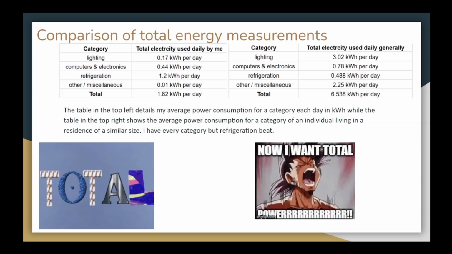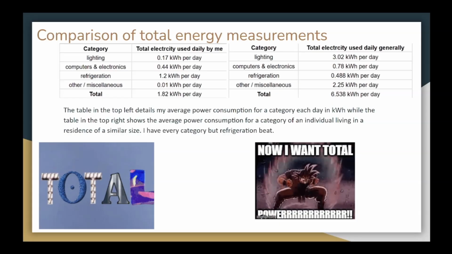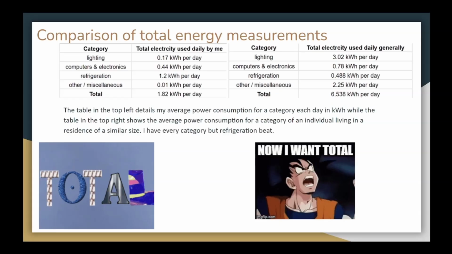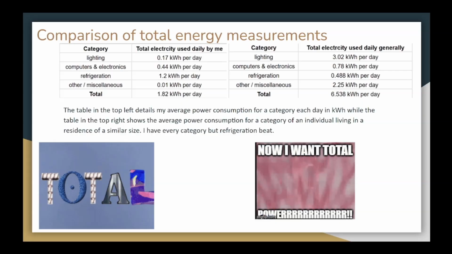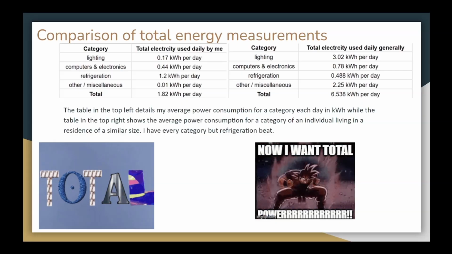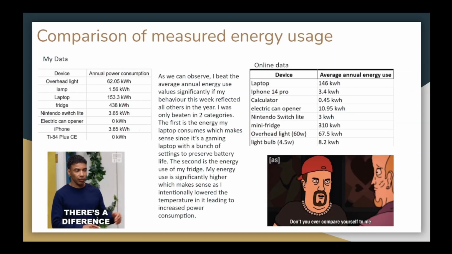Comparison of total energy measurements. The table in the top left details my average power consumption for a category each day in kilowatt hours, while the table in the top right shows the average power consumption for a category of an individual living in a residence of similar size. I have every category but refrigeration under the average. As we can observe, the average annual energy use value is significantly lower, assuming my behavior this week reflects all others in the year. I was only beaten in two categories.